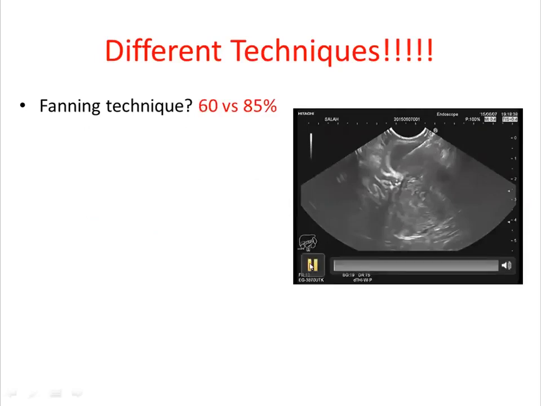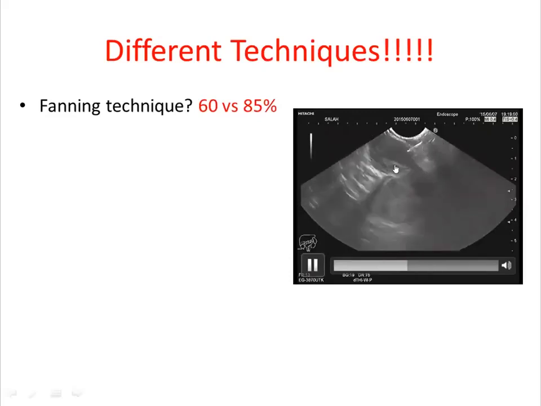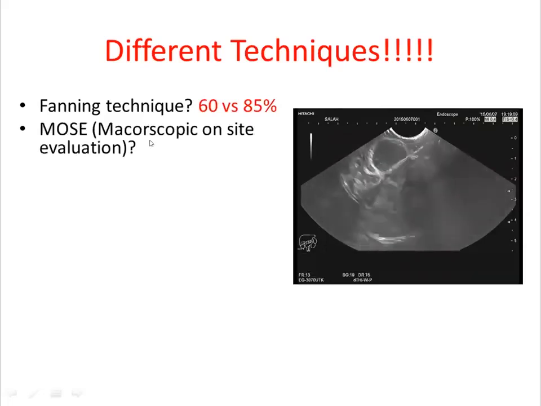We all know the fanning technique is to try to obtain biopsy from the central part of the lesion and also the peripheral parts of the lesion. You can change the course of the needle by the elevator or the lever, or by pushing the echo endoscope slightly inside the patient for a few centimeters. This will change the direction of the needle from the center to the periphery or the opposite. So the fanning technique is very beneficial. MOSE, macroscopic on-site evaluation.